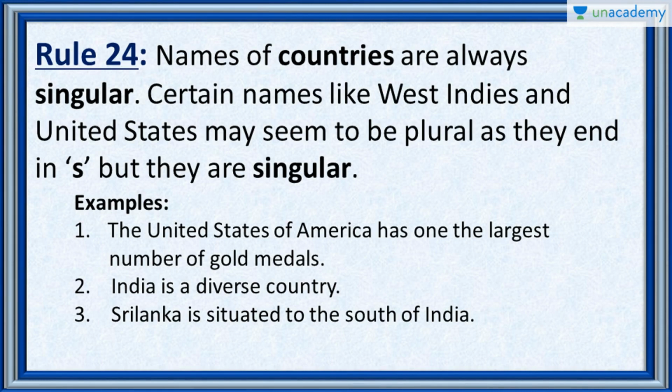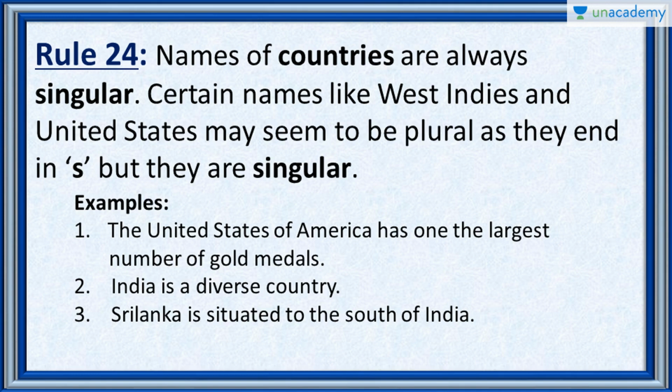Let's look at rule number 24, which deals with countries and how they change their verbs in the context of subject verb agreement. Now, names of countries are always singular. As we all know, there exists only one country with a specific name. There is only one India, only one Nepal, one France, one Italy, one Pakistan, or one USA. So they're always singular.